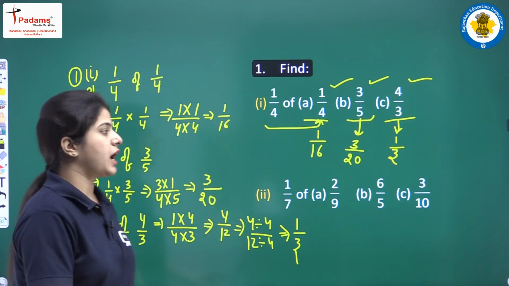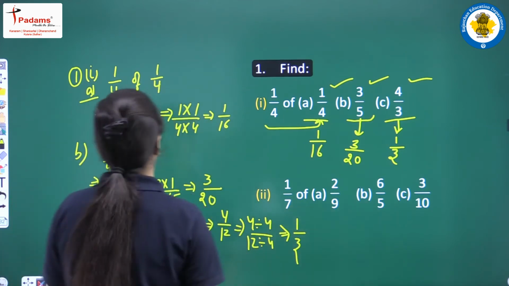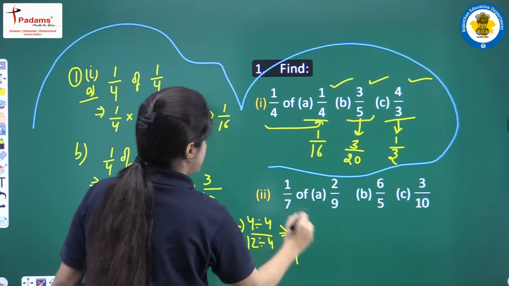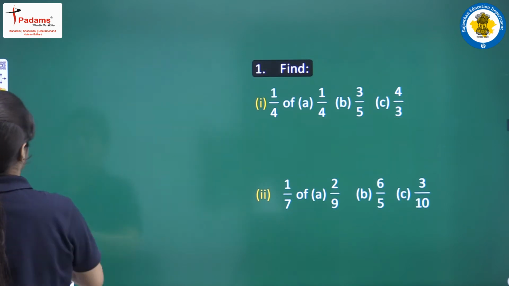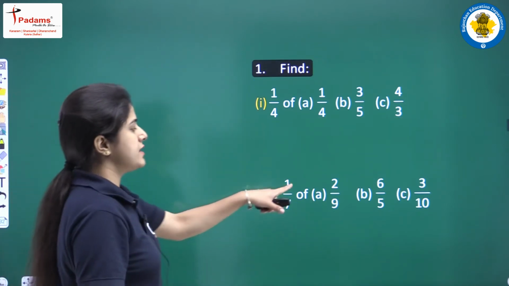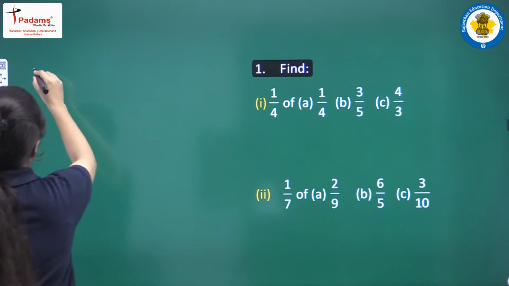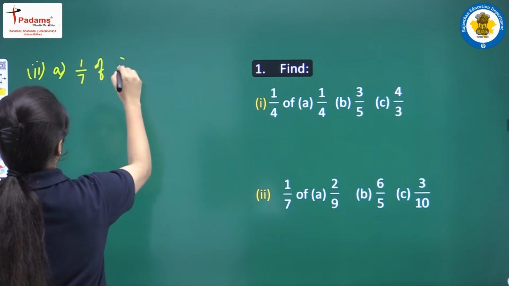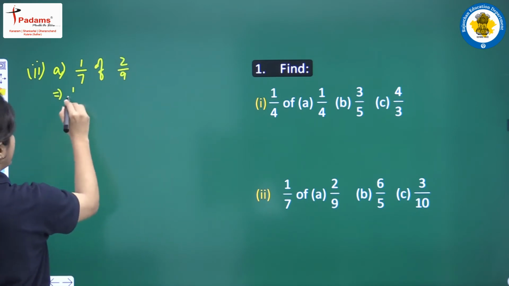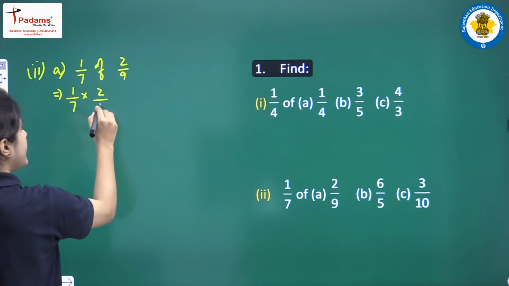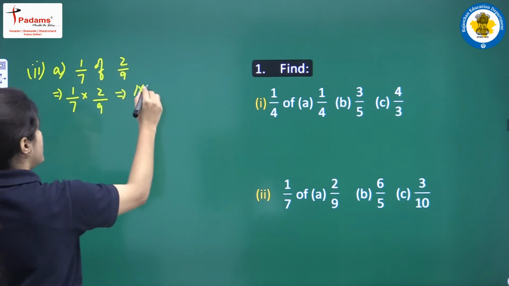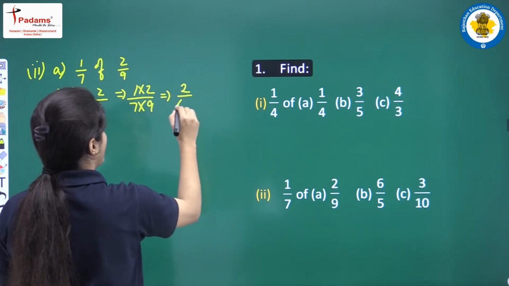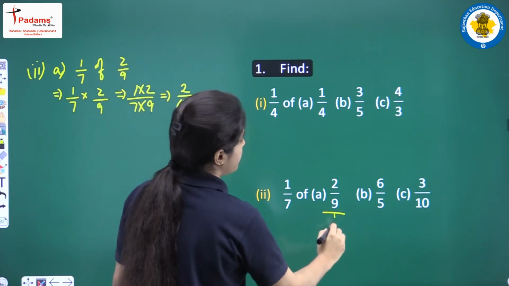Alright students, now we will be doing 1 upon 7th of these parts. Alright, so the second part, that is 1 upon 7 of 2 upon 9. Second's first part, 1 upon 7 of 2 upon 9. It means 1 upon 7 into 2 upon 9. That means 1 into 2 upon 7 into 9. That means 2 upon 63. This is your answer of this part.